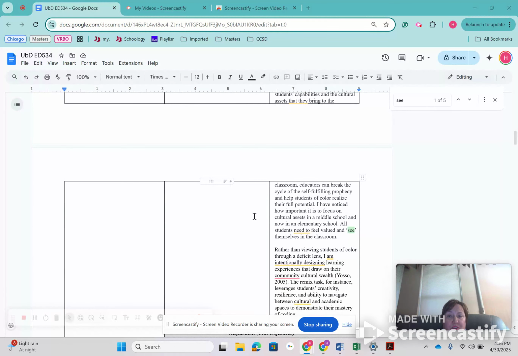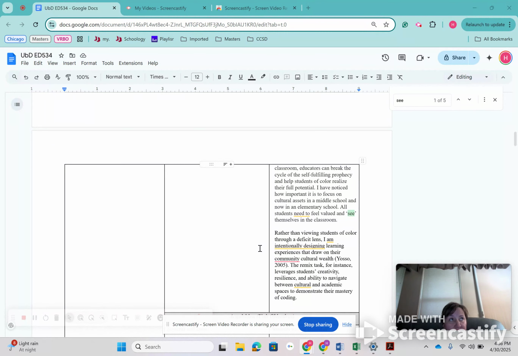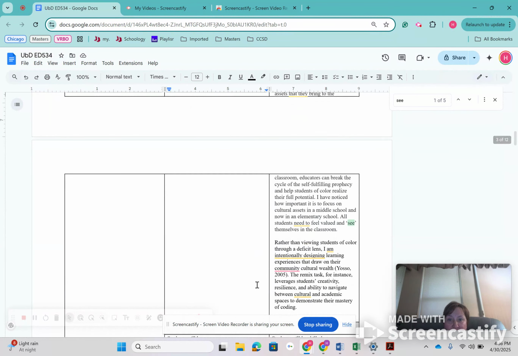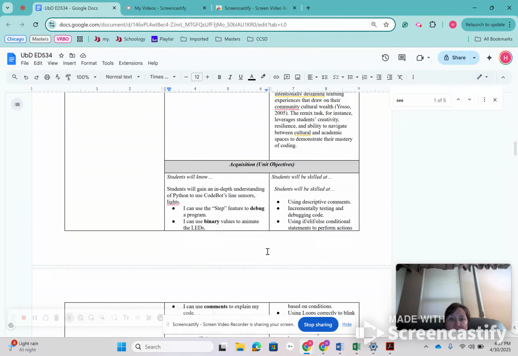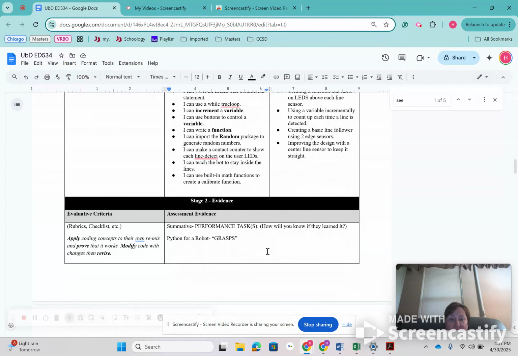By doing this, it helps the students realize that they can do more, and within that too, we can also have focus on any cultural differences and any cultural norms as well. If you really see the kids in the classroom, they will see themselves and they will feel better about themselves as well. With the remix, it allows their creativity, resilience, and it's not just academic, they can also bring in any other cultural things as well. So I have all my unit objectives here.